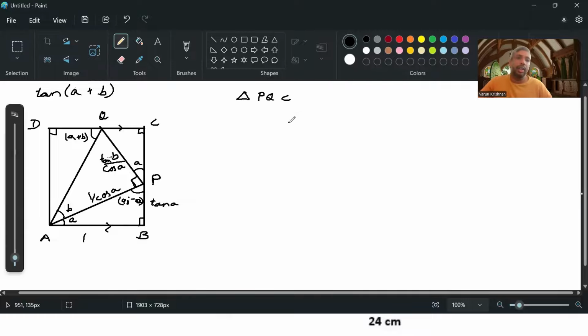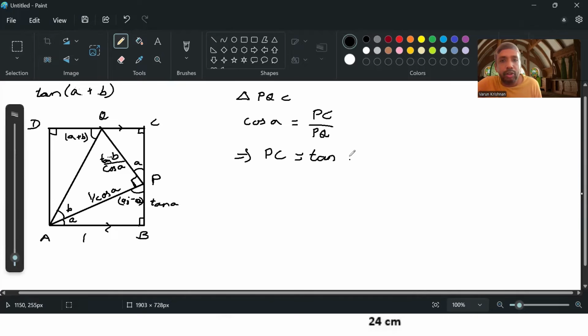In triangle PQC, first I'm going to be finding out the value of cos of angle A. So in triangle PQC, cos of angle A will be adjacent side by hypotenuse, which is equal to PC by PQ. Now see, PQ is tan B by cos A. So if I cross multiply, cos A and cos A will get cancelled, which means length of PC will become equal to tan B. So length of PC is tan B.